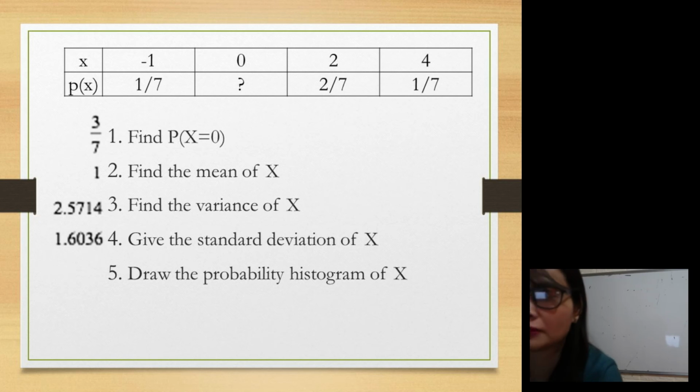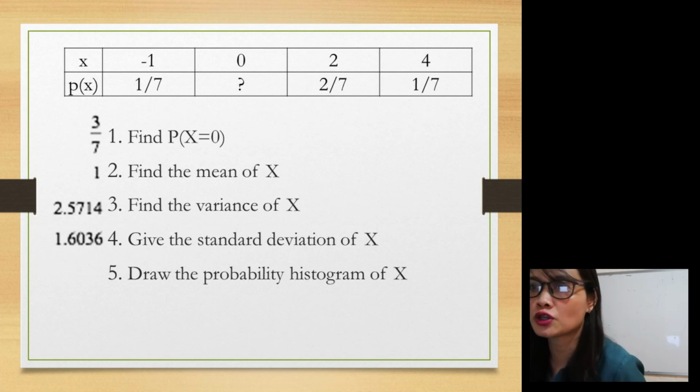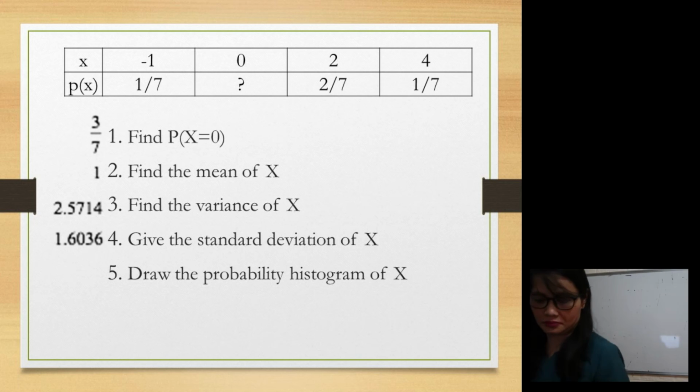And then how do we solve for the standard deviation? Square root. Okay, so what's the square root of 2.5714? The square root is 1.6. Your answer must be in 2 decimal places, so 1.60. That will be the standard deviation.